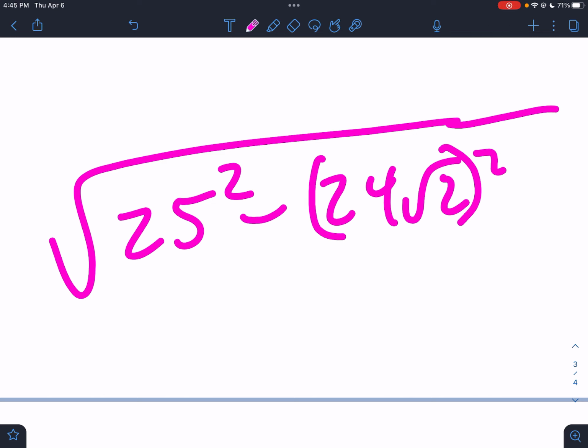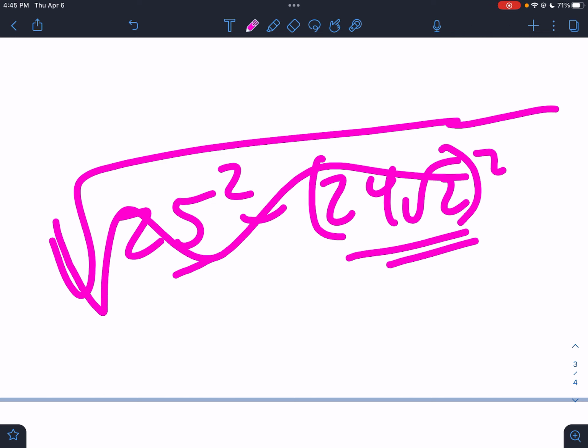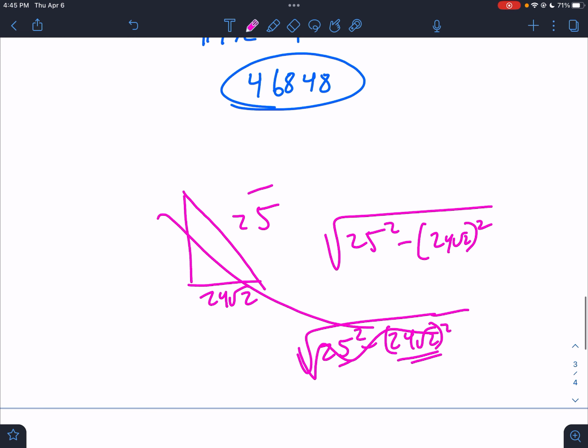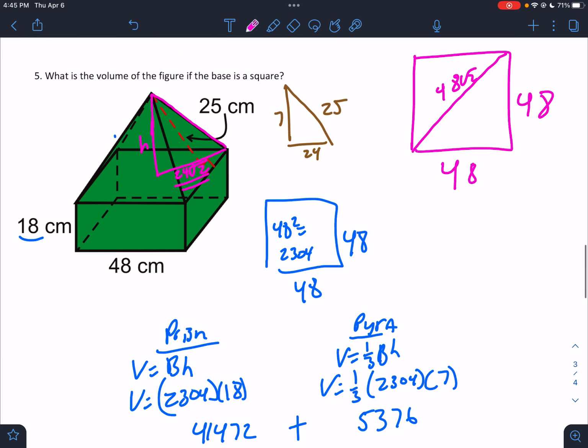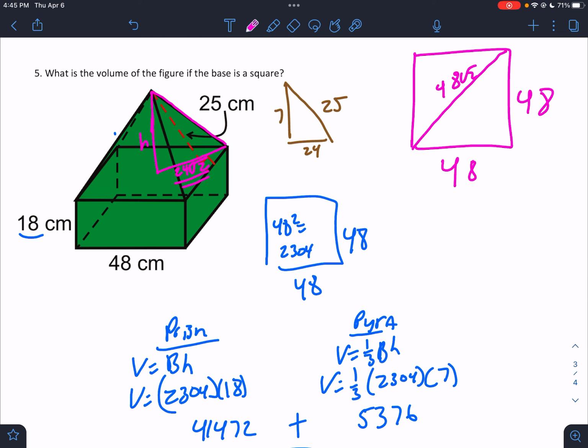That's what it would look like. This actually couldn't happen because 24 root 2 is bigger. So this was not a great example. This actually couldn't work. But just so you know, you have to put that in parentheses. That was the main idea.